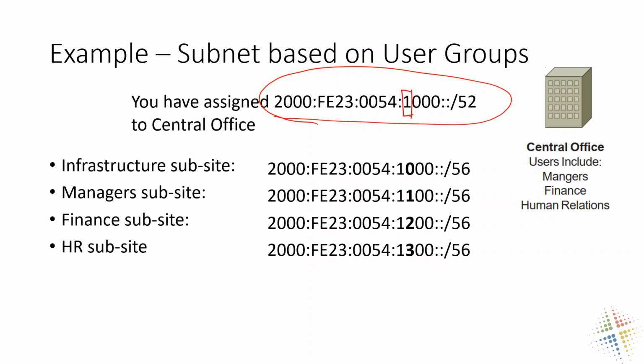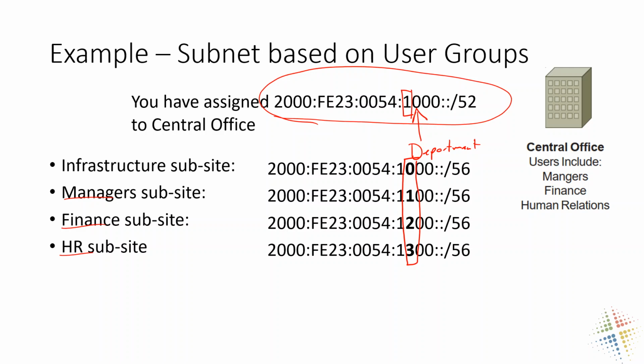Now we still have 3 other nibbles to work with, and we need to break this out into manufacturers, finance, HR, and so on, so we can use the second nibble for department. And so we see right here, we've got our second nibble, and that has been assigned to department. It could have been assigned to per floor, and then the third nibble assigned to department, or vice versa, or however we might want to put it.